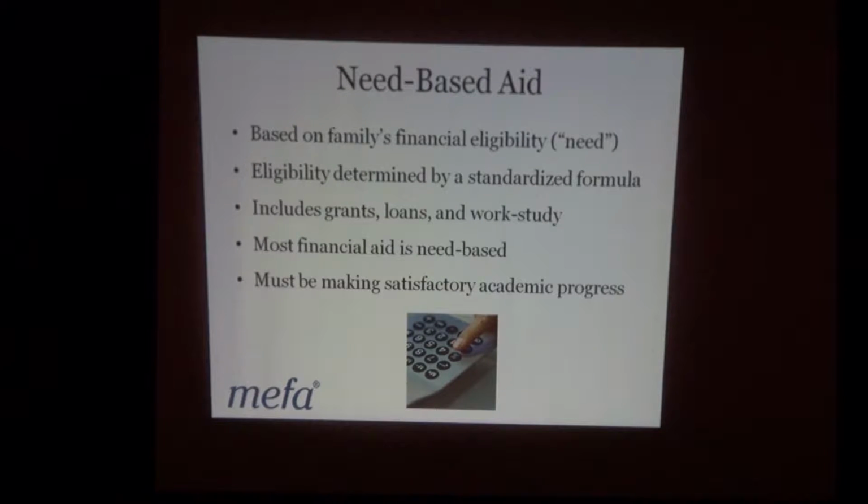Need-based aid, obviously, is based on need, so it's looking at income and assets. The majority of aid is based on need. All federal aid and state aid is based on financial need.